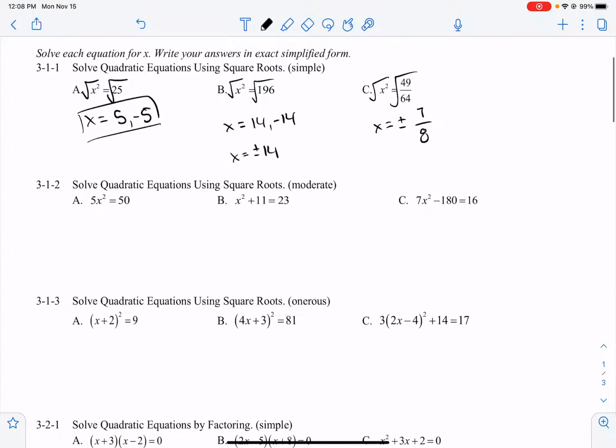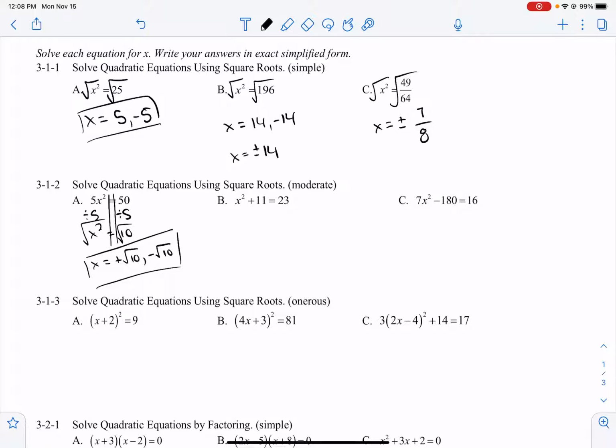Now, if there's a little bit more going on, I have 5x squared equals 50. I still only have one x, so I'm just going to use my railroad tracks and get x alone. In this case, I have to divide by 5 first. So x squared equals 10. Now I can take the square root of the left and the right. So x equals a positive square root 10, and it also equals a negative square root of 10. I don't know what the square root of 10 is. It's not a nice number, so I'm just going to leave it as square root 10.